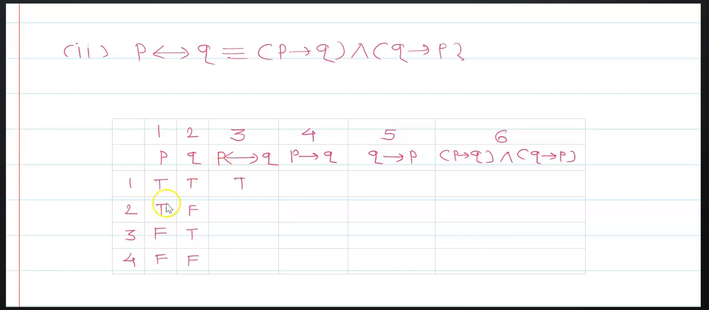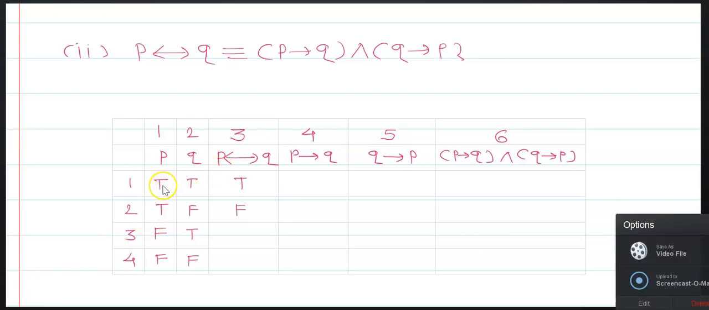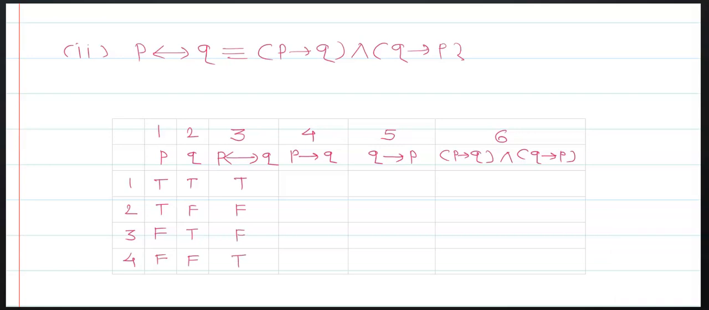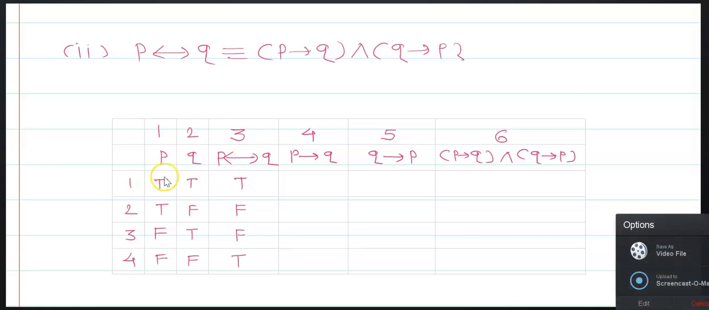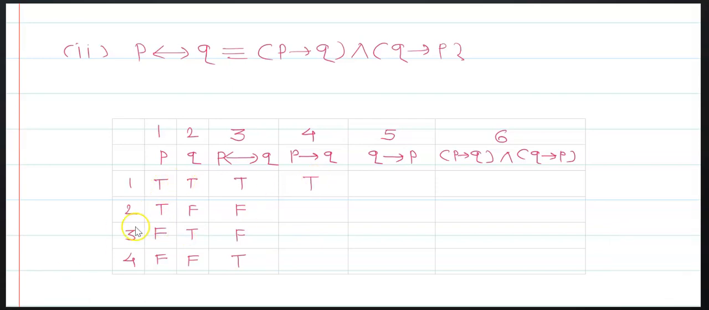Now P double implication Q. What is in the double implication? If both are the same, then it is true, otherwise false. Therefore TT is T, TF is F, FT is F, FF is again T. Now next is implication. P implies Q. T implies T, it is true. The last, F implies F, is also true. Therefore, the first and last are T. Otherwise, T implies F is F. F implies T is T. Now see this. TT is T, TF is F, FT is T, and FF is T.